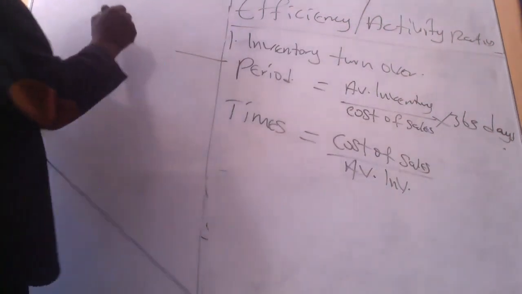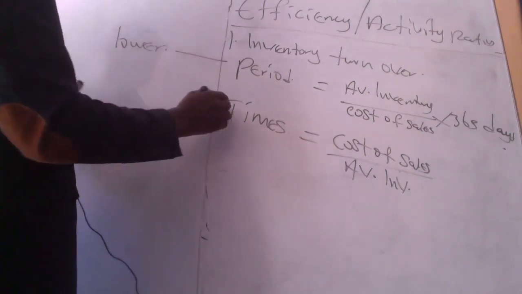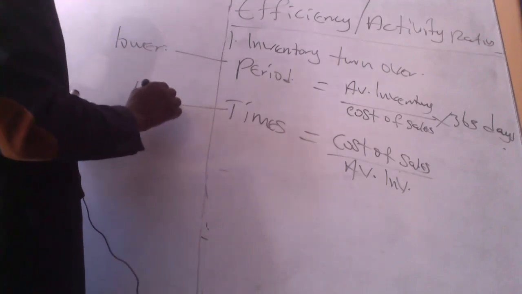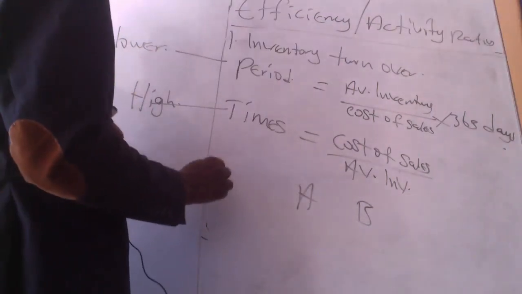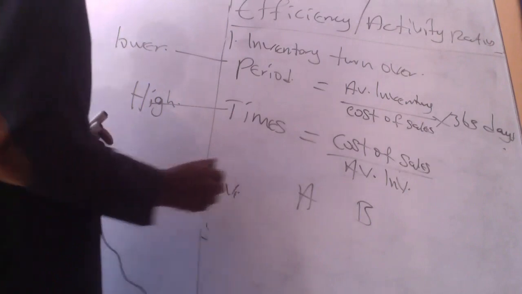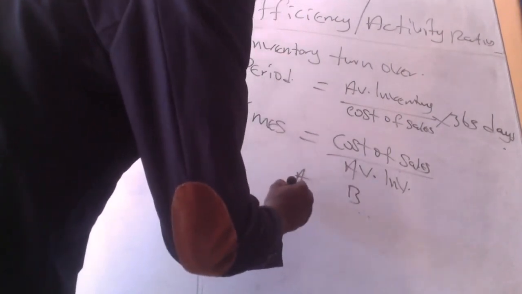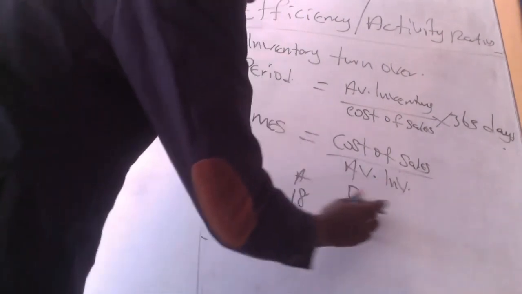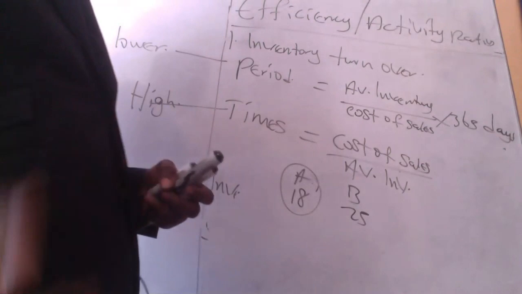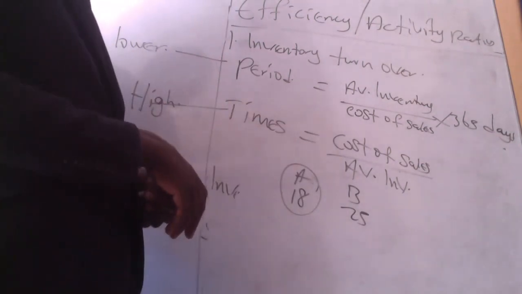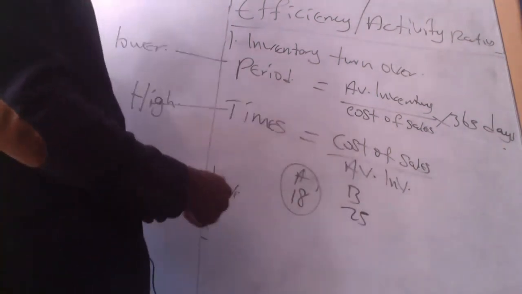Here, the lower the better. The reverse is true for the other one. Take note, the lower the better, and here, the higher the better. So let me give an example. Company A and company B. The inventory days for company A is, let's say, 18 days, and company B is 25 days. You can see that company A is doing well because when you go and buy your goods, it will take just 18 days as compared to 25 days for B. Meaning B will take longer. So the lower, the better.